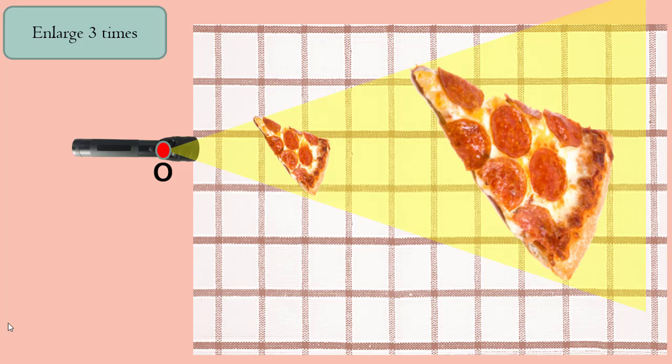So let the center of the flashlight be O, or the center of the dilatation, and let the pizza be a triangle with vertices A, B, and C, and my big pizza A', B', and C'. Because before I told you I want to resize my pizza 3 times larger, that means to find OA', we have to multiply OA by 3, because I resized the small pizza 3 times.